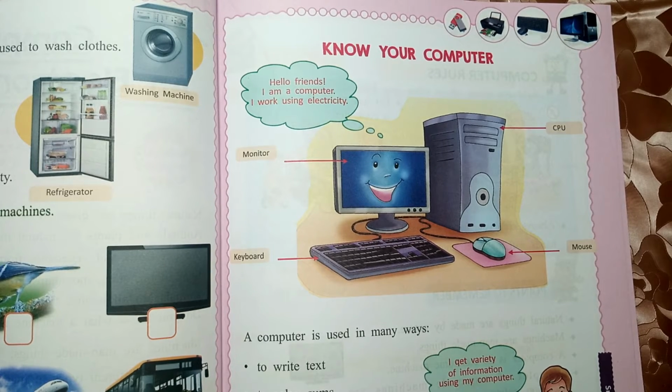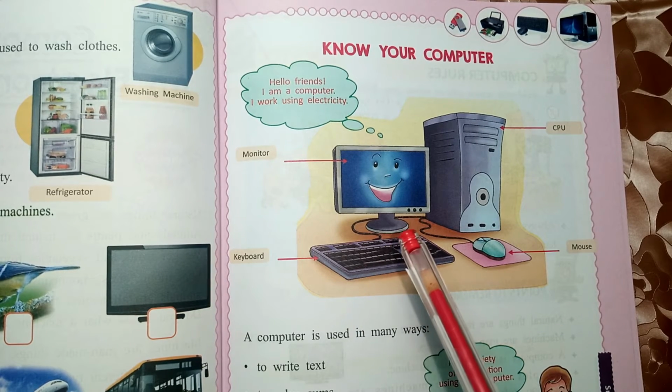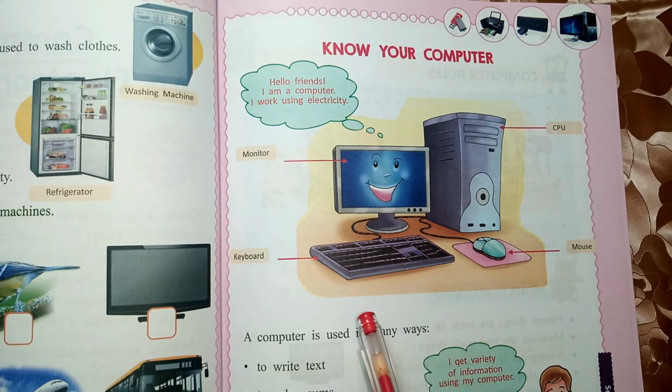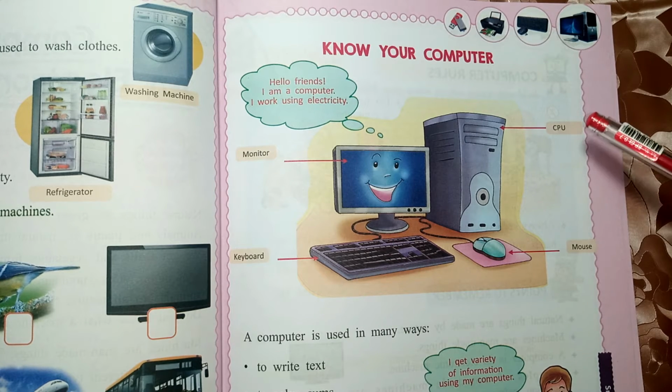Open the next page. Page number is 7, and here you can learn about your computer. So look at the picture. Tell me what is this? Monitor, keyboard, CPU, mouse. First of all class, you have to learn these words with spelling.